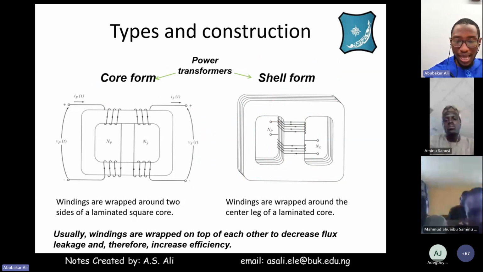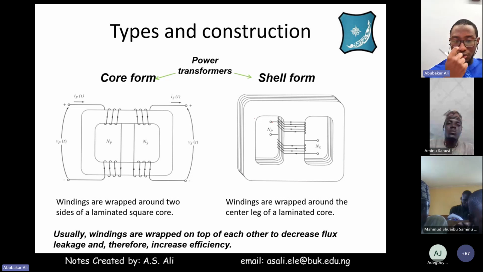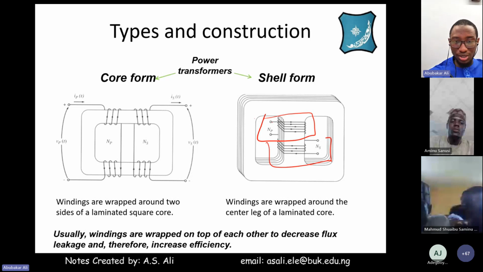But for the shell form, it's like having an E. When we were kids, we used to open up transformers in radio devices to just see what's going on inside. So you will see some metals like this, and in between them, you will see the coils wound around. These coils also are not going to touch. These first ones are the primary, and the second ones are the secondary. So this is how a typical transformer is constructed, either via the core form or the shell form.